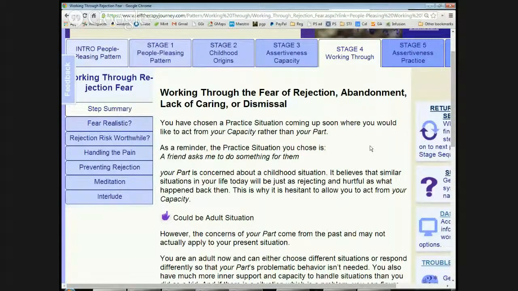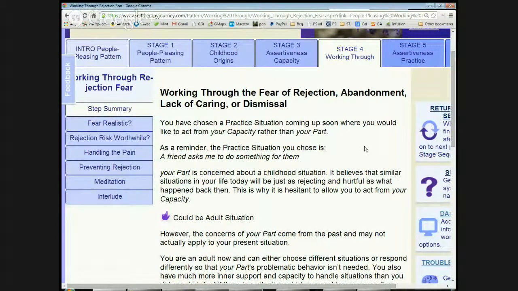So basically what you're trying to do is, this part of you tends to please people because, in this case, it's afraid of being rejected if it doesn't. And that fear generally comes from childhood. And so the issue here is that you'd like to reassure that part that it doesn't have to worry about being rejected.